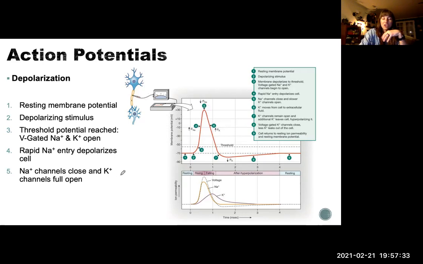And then the sodium channels start to close, and those potassium channels are open fully. So the potassium channels are opening more slowly, basically. The sodium gates open real fast, sodium rushes in, the potassium channels kind of take their time, and then they stay open for a little bit longer after the sodium channels close, and sodium starts to get pumped back out of the cell, okay? So potassium kind of follows along at a lag.